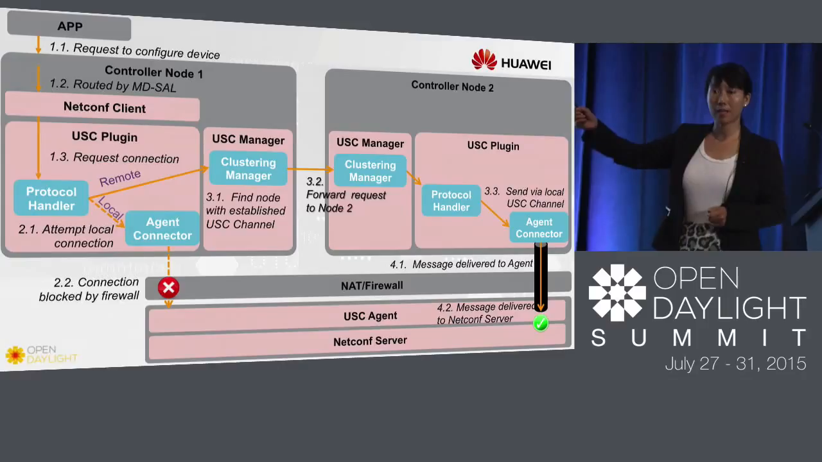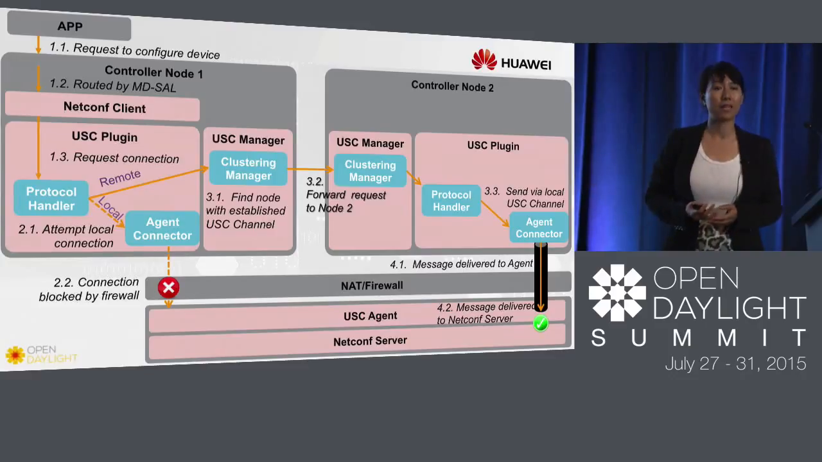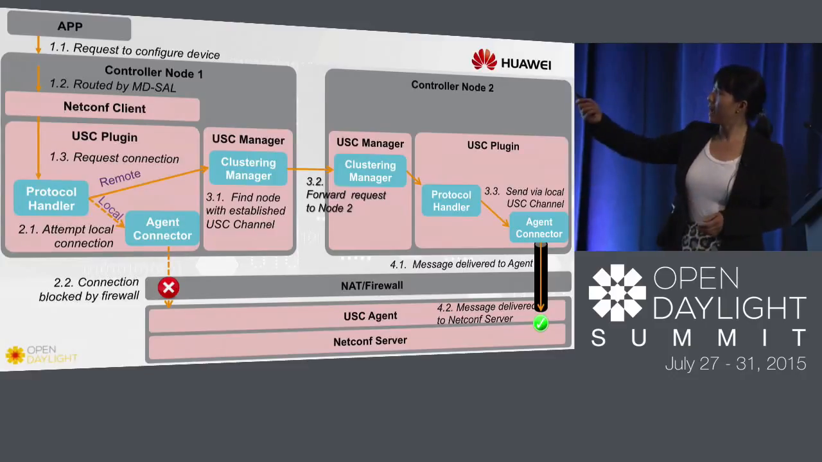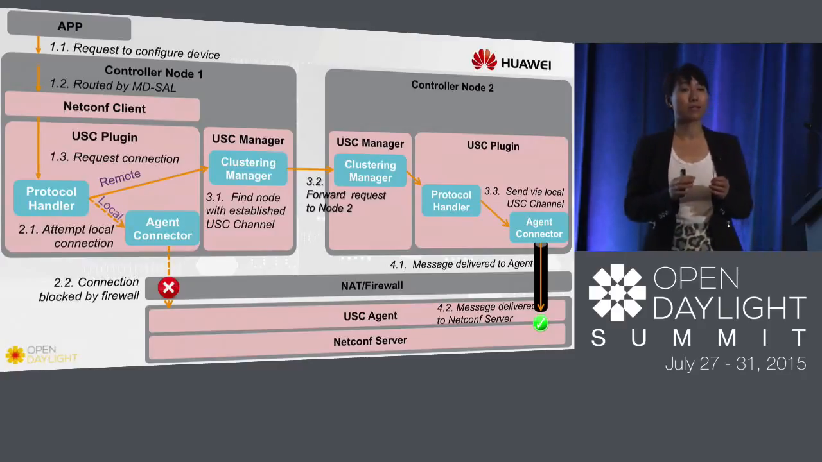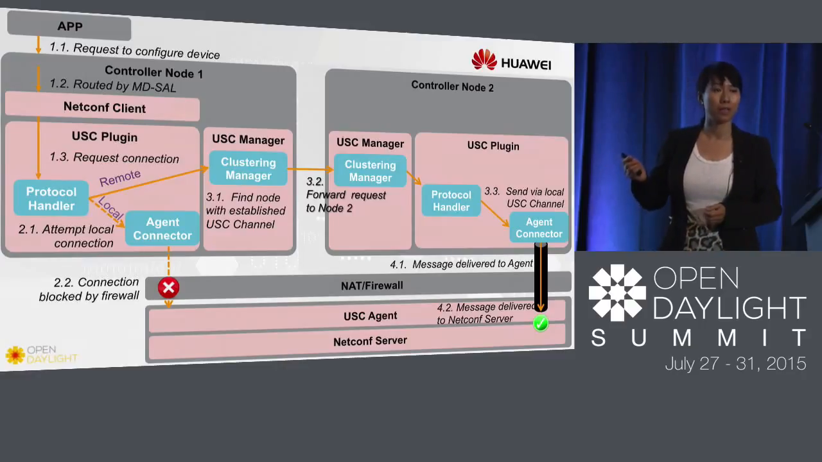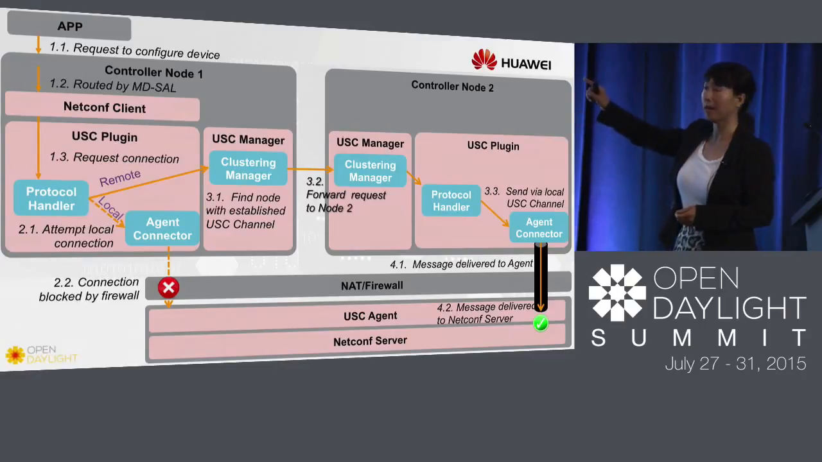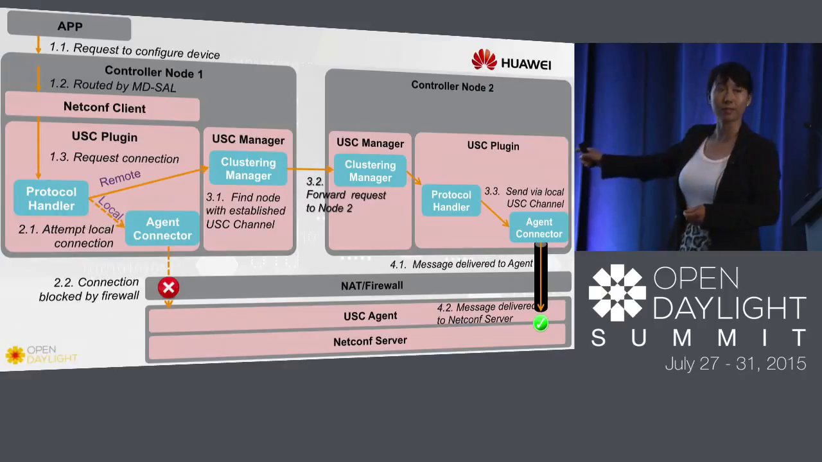The USC plugin will first try, just like a regular one, to connect to the device, but it cannot find it. And then it goes back and makes the remote call to the cluster manager. At the cluster manager, it has the information about which device is connected with which node. And then it finds the correct controller, forwards the request to that, and then reuses the pre-existing tunnel.